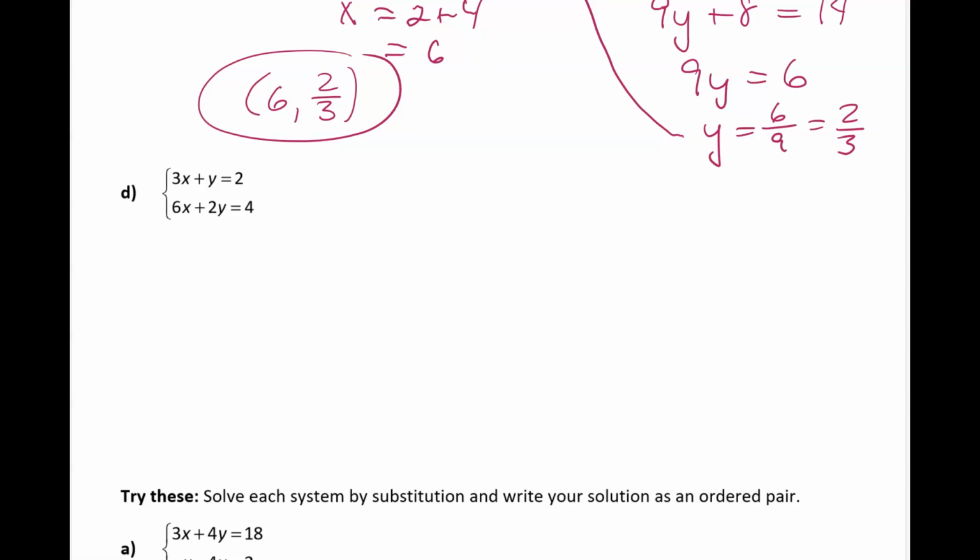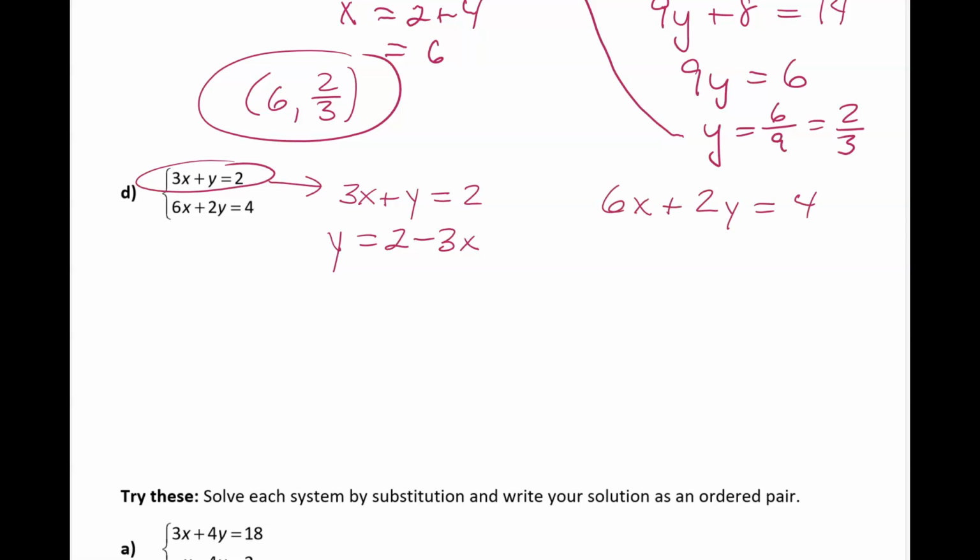Let's try D. That first equation looks like one that could be easily solved for y, since y has a coefficient of 1. So y is equal to 2 minus 3x. And let's see, let's write the other equation at the top of the second column. We're going to now substitute for y in the second equation, and we're going to replace the y with 2 minus 3x.